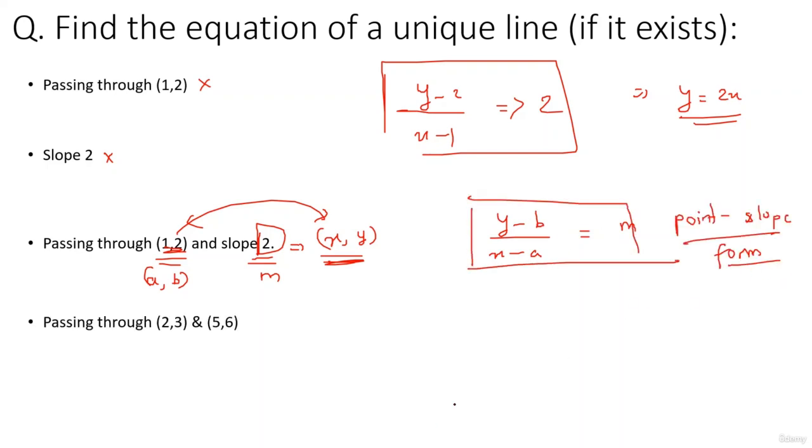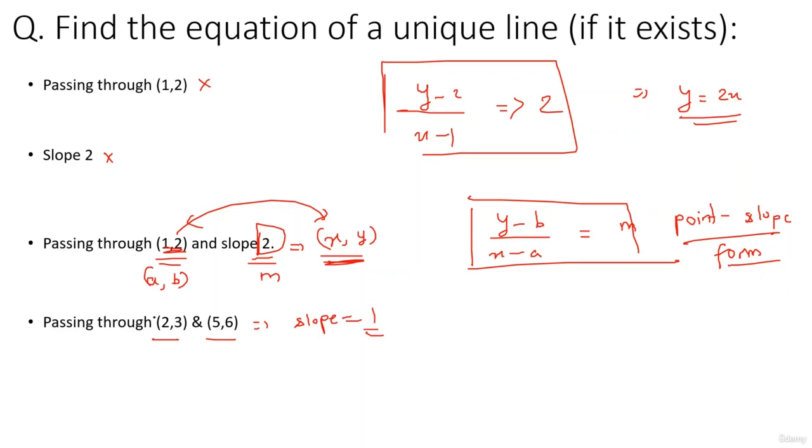Passing through 2, 3 and 5, 6. Now, unlike the previous question, they have not given you the slope directly. Okay, they have given you 2 points. This is a line, right? So what we will do is we will first calculate the slope between these two. 2, 3 and 5, 6 का हम slope पहले निकाल चुके हैं पिछले questions में, right? I am being very lazy, I know. You can again calculate वैसे, but yeah, the slope is equal to 1.